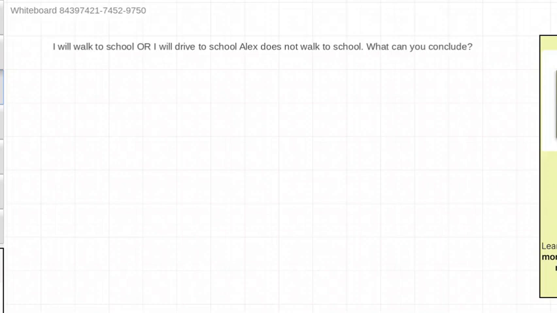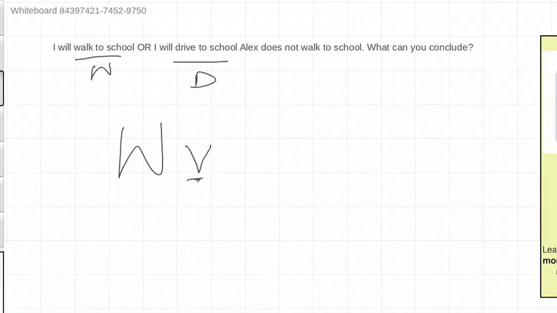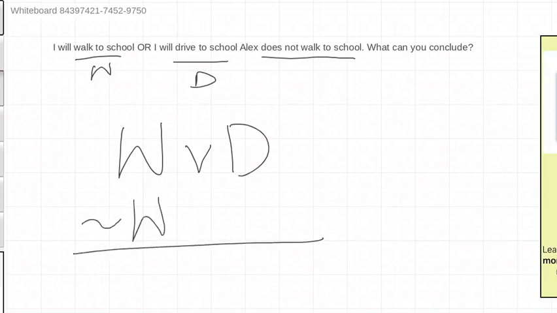I will walk to school, or I will drive to school. Alex does not walk to school. What can you conclude? Walk to school will be W, drive to school will be D. So I will walk to school or I will drive to school. And we know that Alex does not walk to school. So no walk. What can I conclude? Well, it's walking or driving. It's not walking. Therefore, it has to be driving. So Alex drives to school.